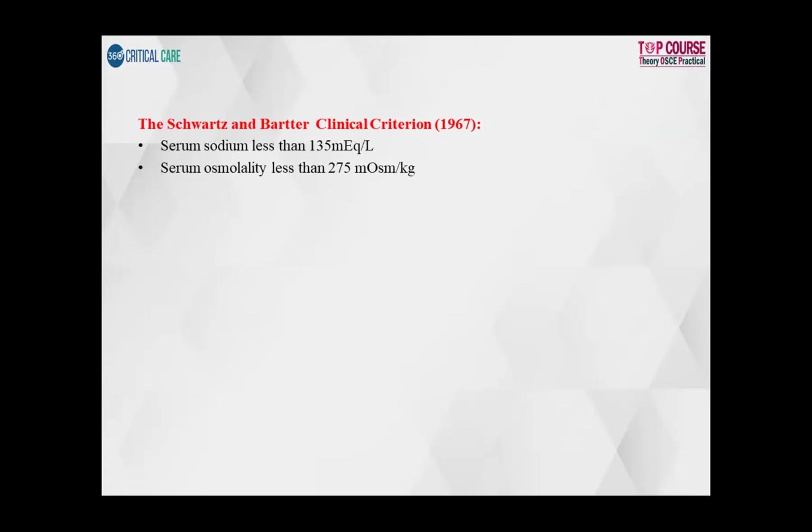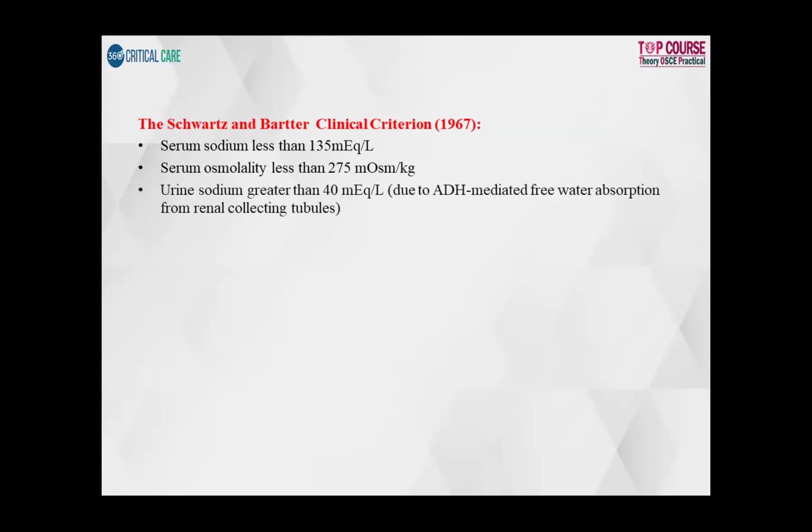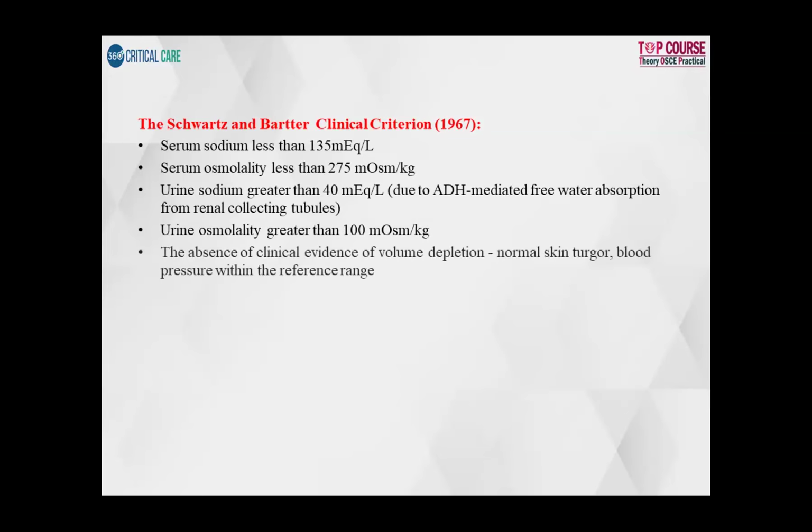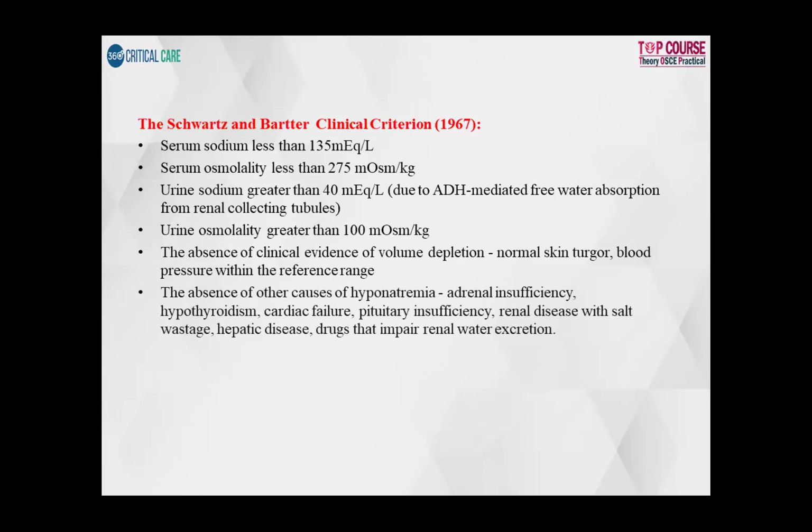What happens to the urine sodium and urine osmolality? It will be high. So urine sodium should be greater than 40 and urine osmolality should be greater than 100. And the important thing is there should be absence of clinical evidence of volume depletion, because if there is evidence of hypovolemia, it might suggest cerebral salt wasting. So we should see what the patient's volume status is. And the other thing is the absence of other causes of hyponatremia should also be ruled out.